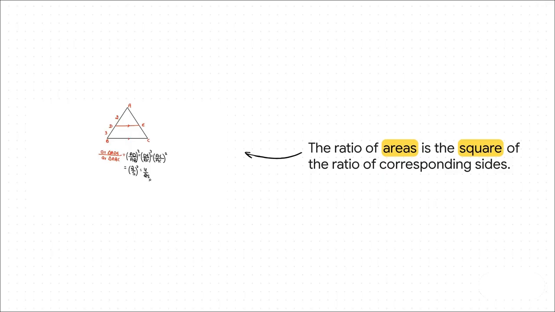When you look at the area of similar triangles, the relationship isn't what you'd expect. It's not based on the ratio of the sides, it's based on the square of that ratio. So if one side is twice as long as its counterpart, the area won't be twice as big, it'll be 4 times as big. It's a massive shortcut, but it's one that definitely catches people off guard.